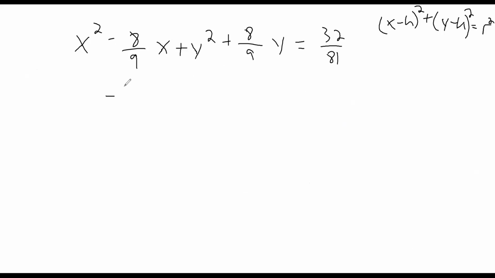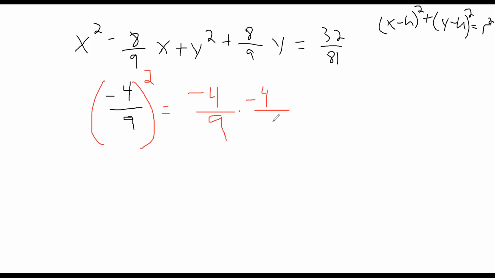We want to take half of that number. So half of 8/9, we can just divide the top by 2, or you can tell yourself it's multiplying by a half. And then what we want to do with that is square it. We multiply it to itself. It's going to come out positive 16 over 81.